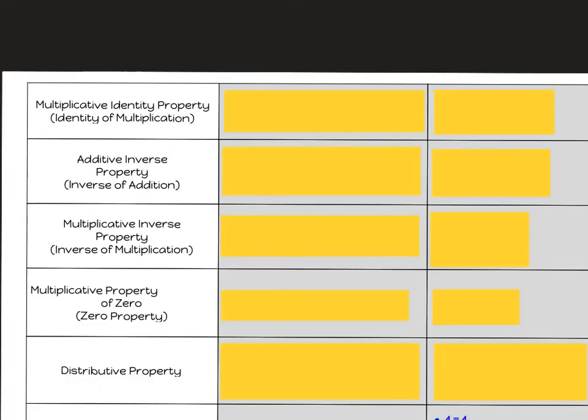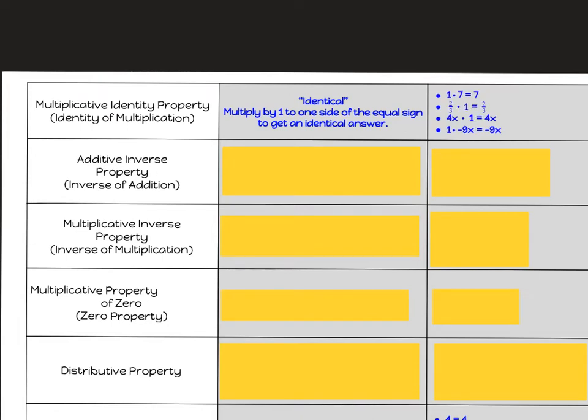The multiplicative identity property can also be called the identity of multiplication. It's going to be a little different to create one side identical to the other, since addition and multiplication are different. So you're going to multiply by 1 to one side of the equal sign in order to get an identical answer. And here are some examples of that.